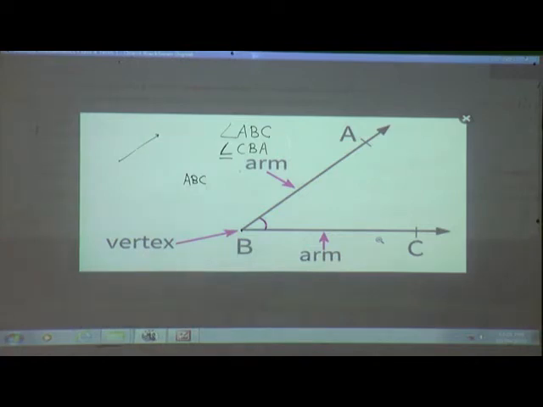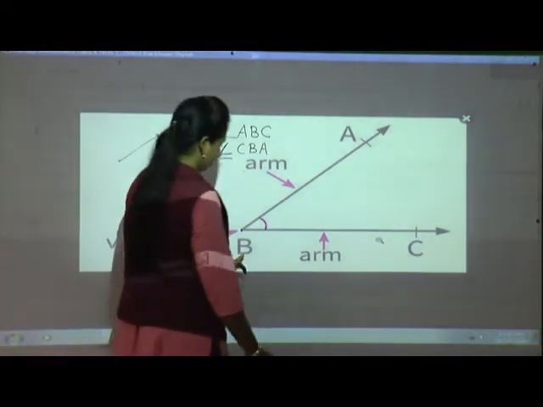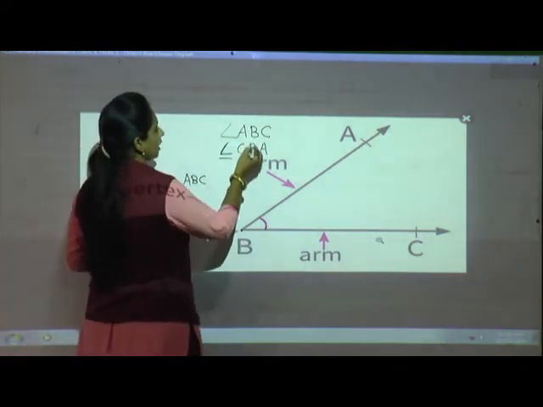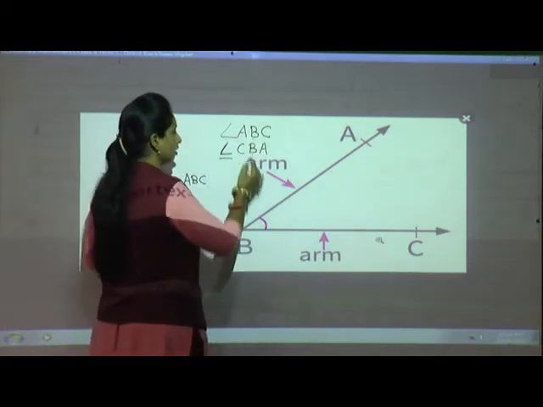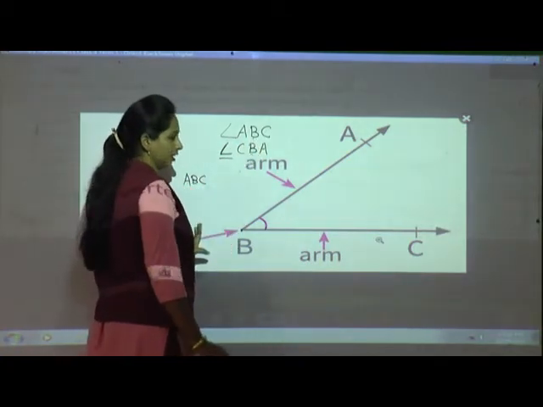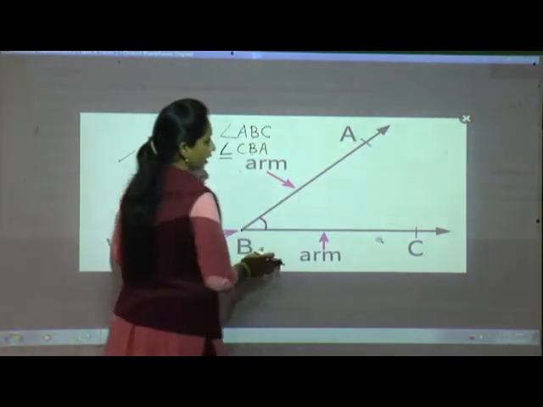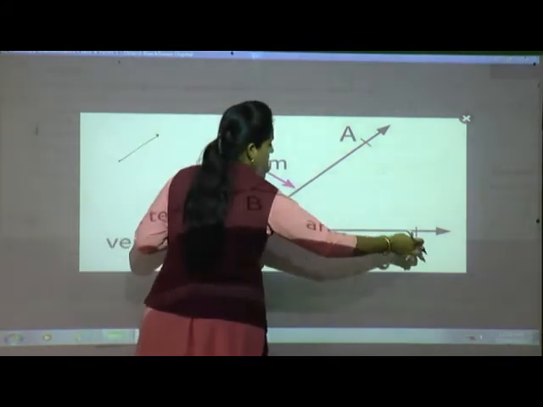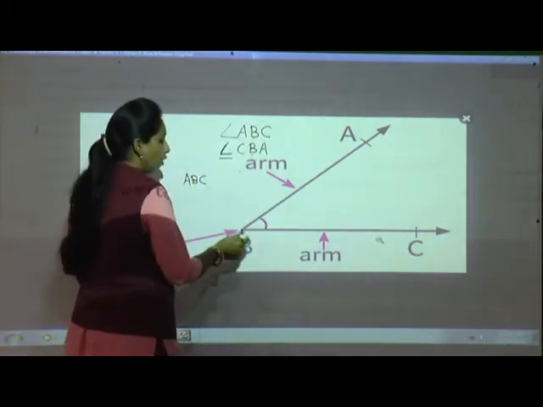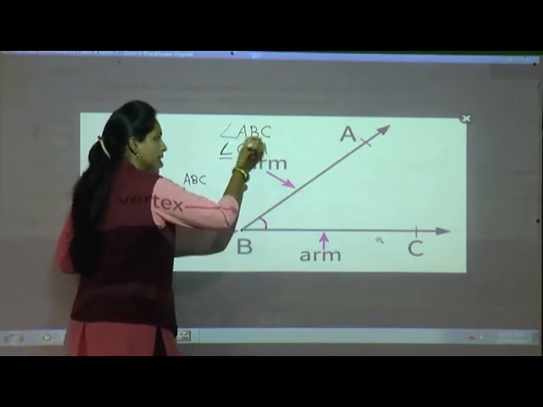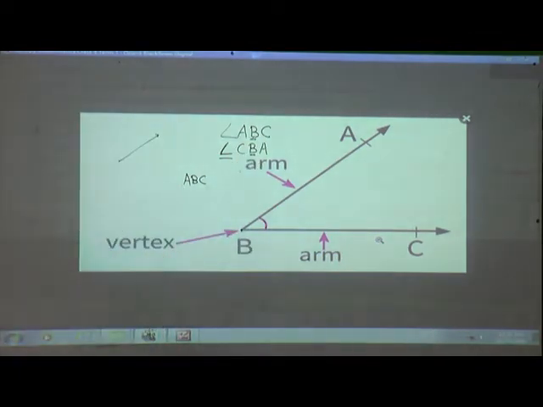So remember, while naming an angle, the vertex is always in the center. You can see B is the vertex. So whenever you are writing the name of any angle, the vertex should come in the middle. You cannot write BCA. See, we did not form any angle in this way. We have formed ABC or CBA. So always the vertex should come in the middle while writing any angle name. Clear till here? Yes. Very good.